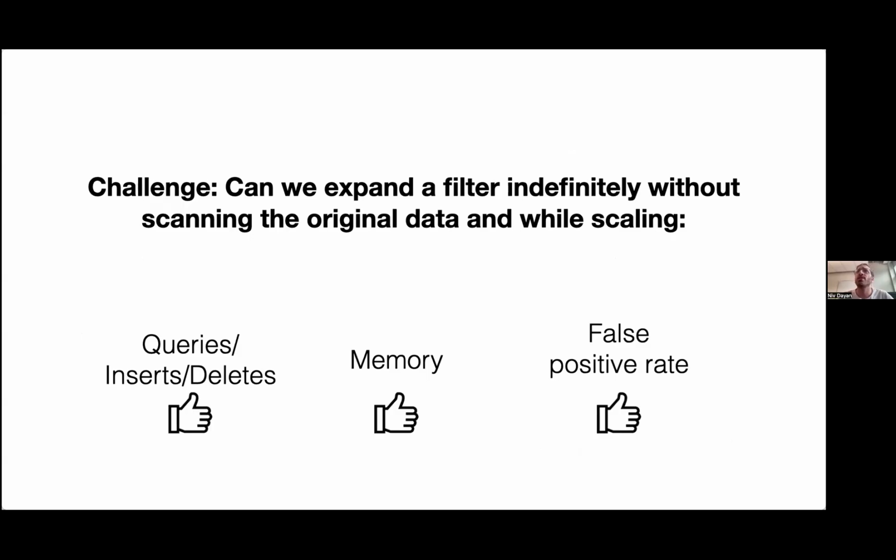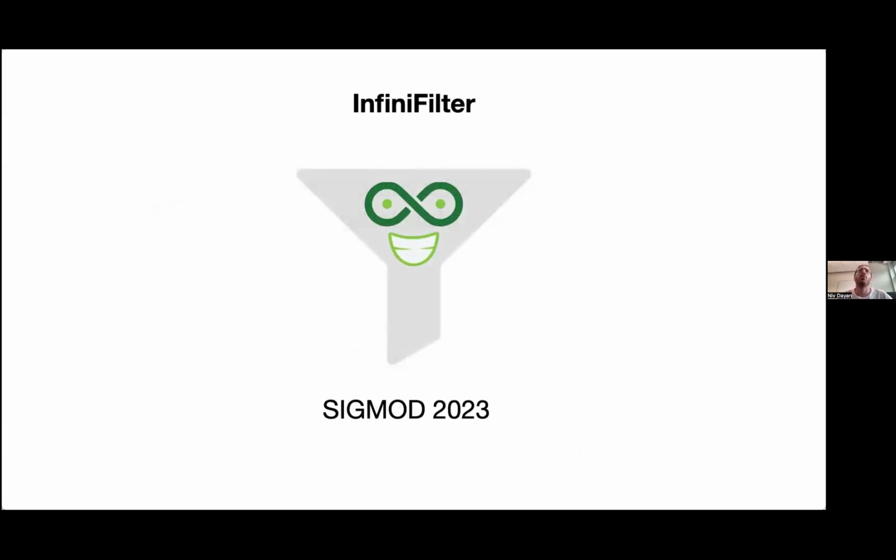Can we expand a filter indefinitely without scanning the original data, while best scaling the cost of queries, insertions, and deletes, the memory overhead, and the false positive rate? We want the best trade-off between all these metrics at the same time. Okay, and now I'm finally getting to our work. So this is InfiniFilter, and this is from SIGMOD 23.